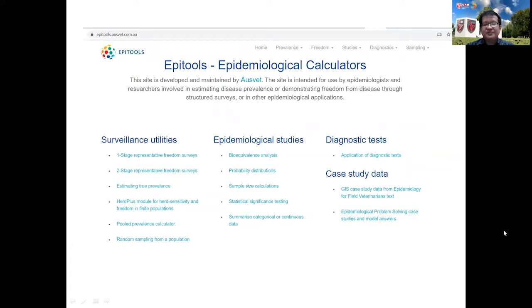This is actually an example of a website whereby we can get a series of epidemiological calculators that allow us to perform surveillance and epidemiological studies, as well as comparing diagnostic tests and performing case study data. Do ensure that you check them out at this particular URL, which has been highlighted on this website.